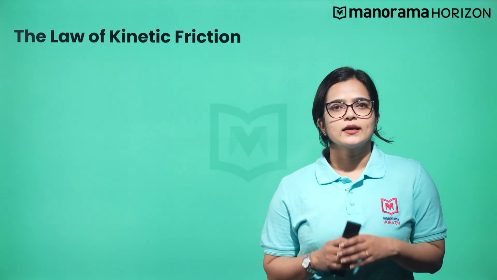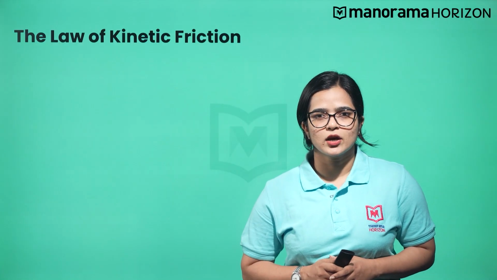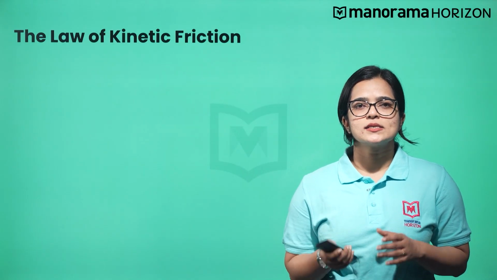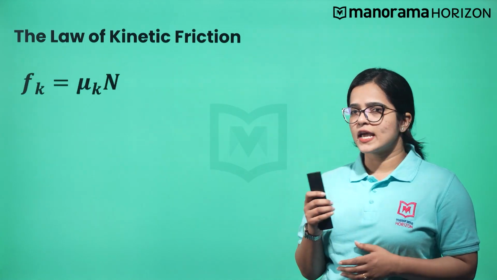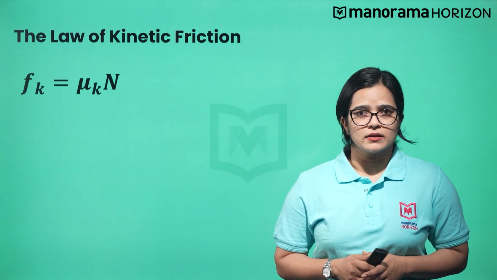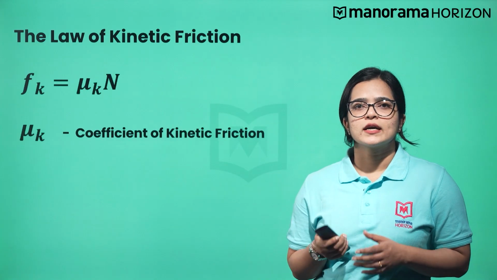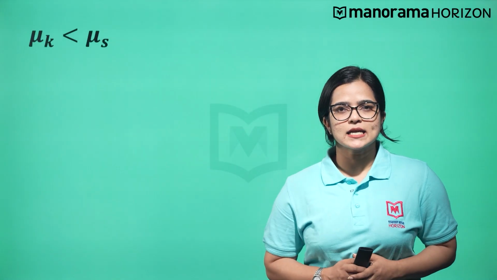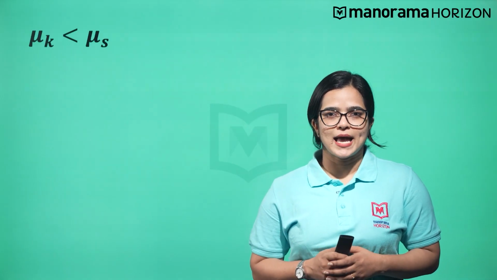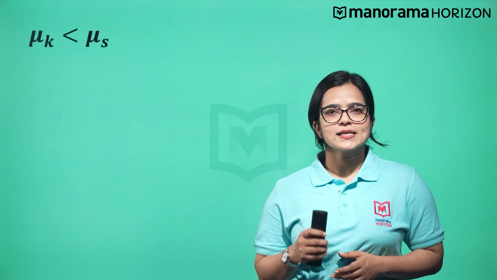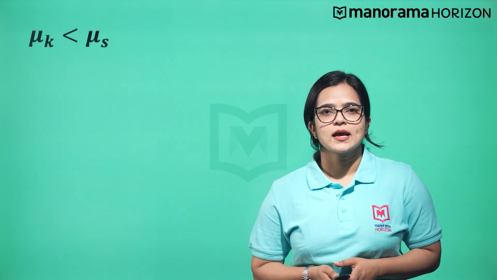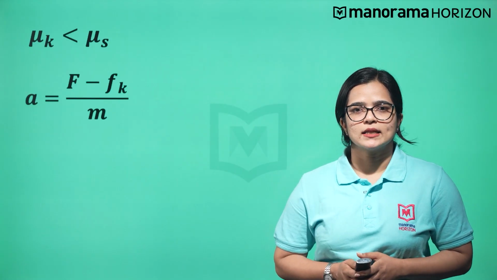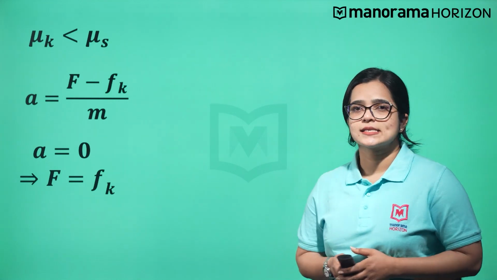Just as static friction, kinetic friction is found to be independent of the area of contact. Also, it is nearly independent of the velocity. It satisfies a law similar to that for static friction. Fk is equal to mu k times N, where mu k is the coefficient of kinetic friction and depends only on the nature of the surfaces in contact. Experimentally, it is found that mu k is less than mu s. When relative motion has begun, the acceleration of the body according to the second law is F minus Fk by m. For a body moving with constant velocity, that is zero acceleration, F equals Fk.